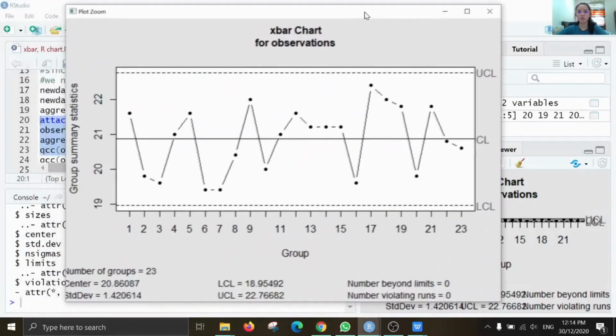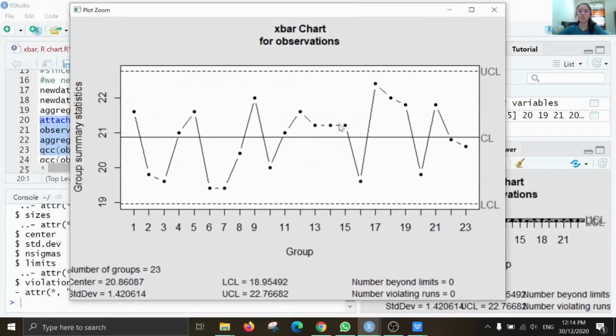So for the new X bar chart, we can see that the number of groups is now equal to 23, and the center becomes 20.86087, and the lower control limit is 18.95492, and the upper control limit is now 22.76682.